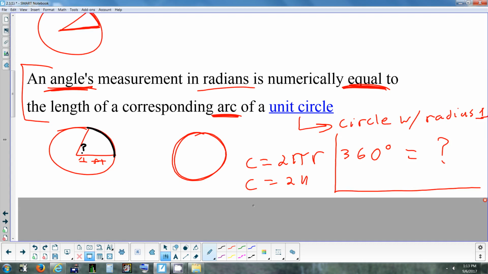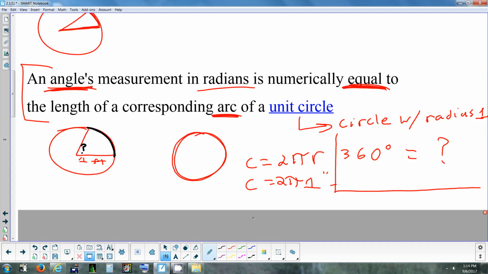So the circumference of this circle, that's supposed to be 2 pi times 1. Let me try writing it over here. So what does that mean the circumference is? Just 2 pi. And now because that's a unit circle, that 2 pi is a measurement of the arc, the circumference.